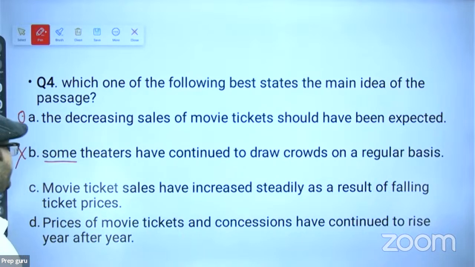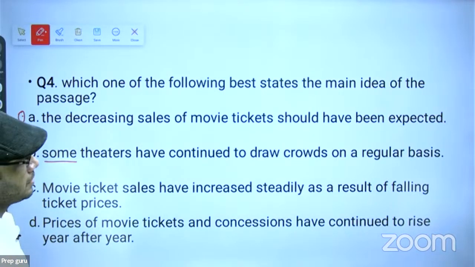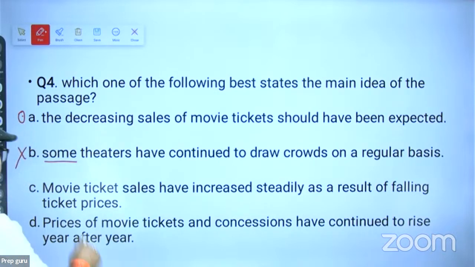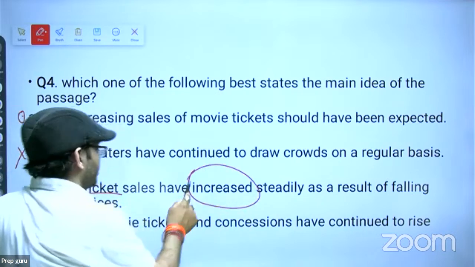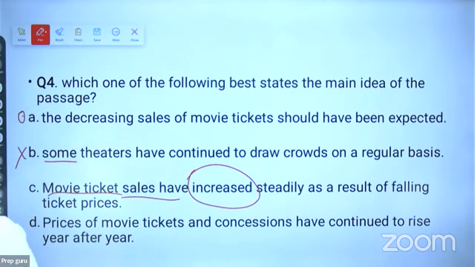Now, movie ticket sales have increased steadily as a result of falling ticket prices. Now what? Specific. And the other one is saying what? Increased. What is written there? Declined. Cross. Prices of movie tickets and concessions have continued to rise year after year. Price was not the main concern. The main concern was what?